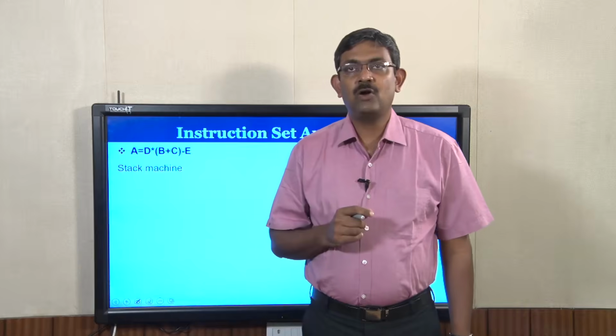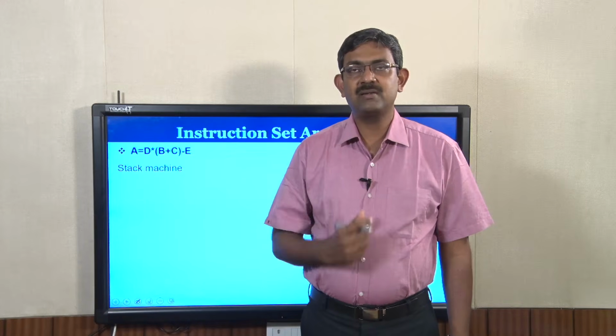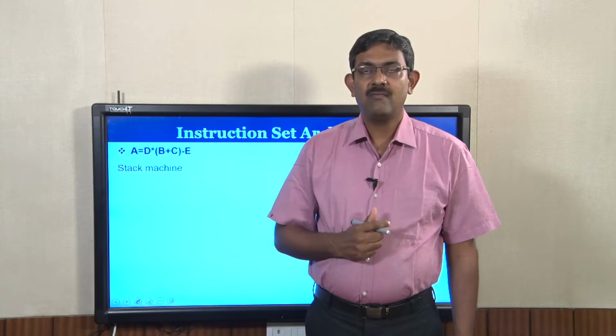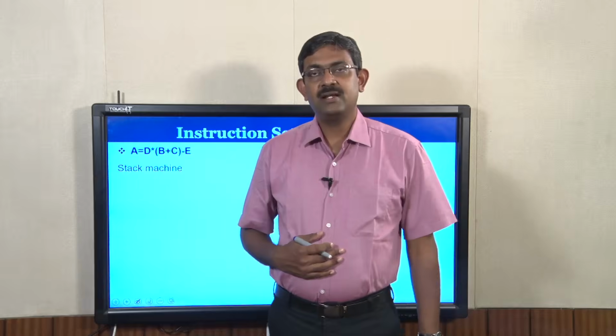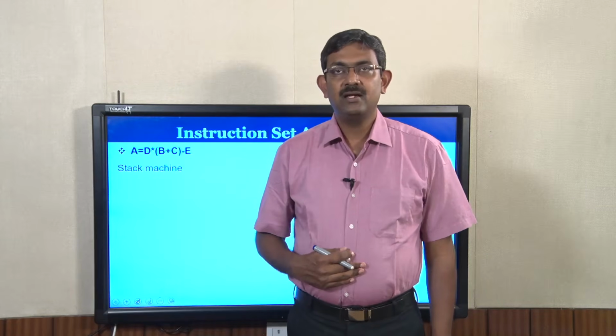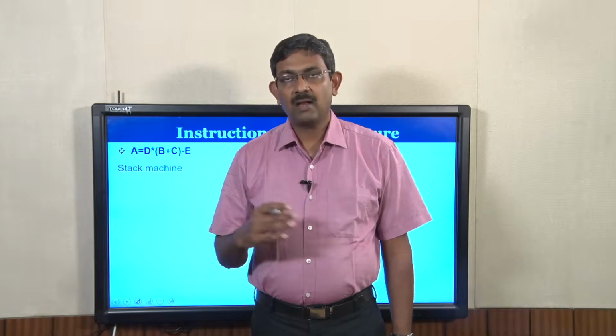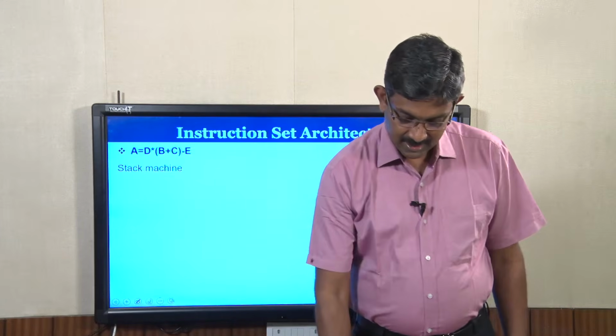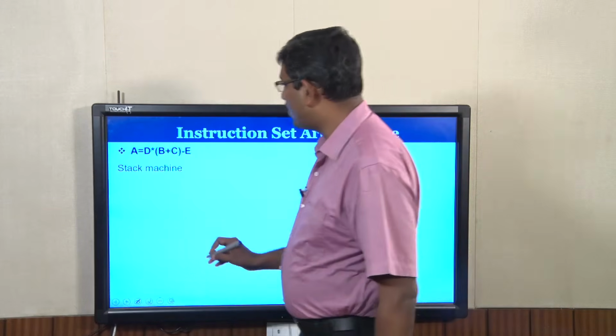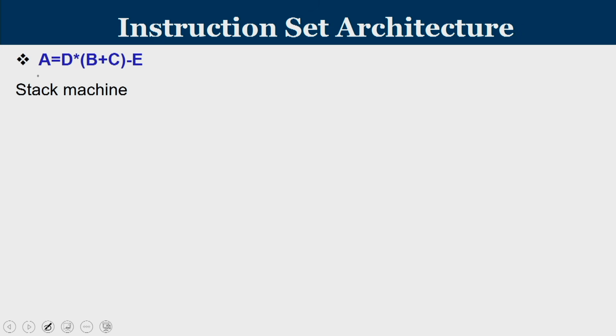Moving further, now we will try to have a simple exercise example wherein we can see the difference in terms of number of instructions needed if you are going to carry out a simple operation in stack machine and the other architectures. So, let us consider A equal to D star B plus C minus E as the operation to be done. Let us first see how we will do in stack machine.